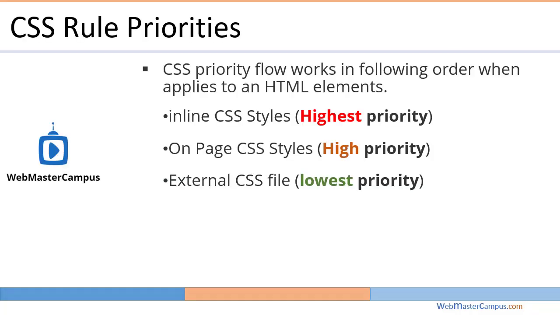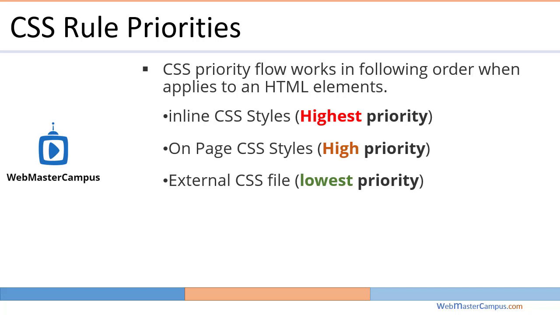CSS Rule Priorities, we also call it CSS Precedence, and sometimes we call it CSS Specificity. So CSS Priority Flow works in the following order when applied to an HTML element. First, and the top or highest priority is inline CSS styles. Then we have on-page CSS style, which is second in line and has high priority. Then there is an external style sheet, which is the lowest in priority.